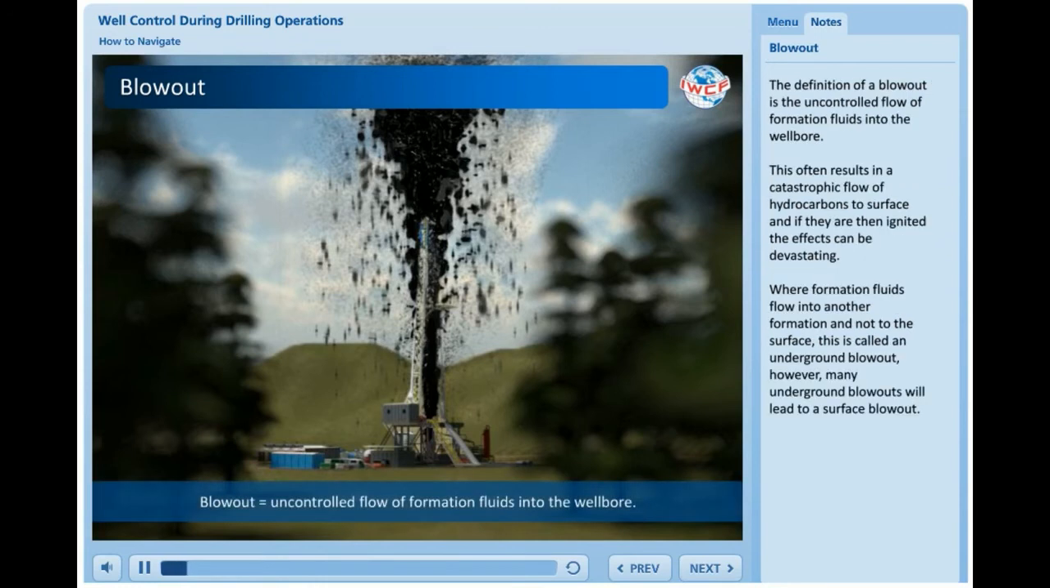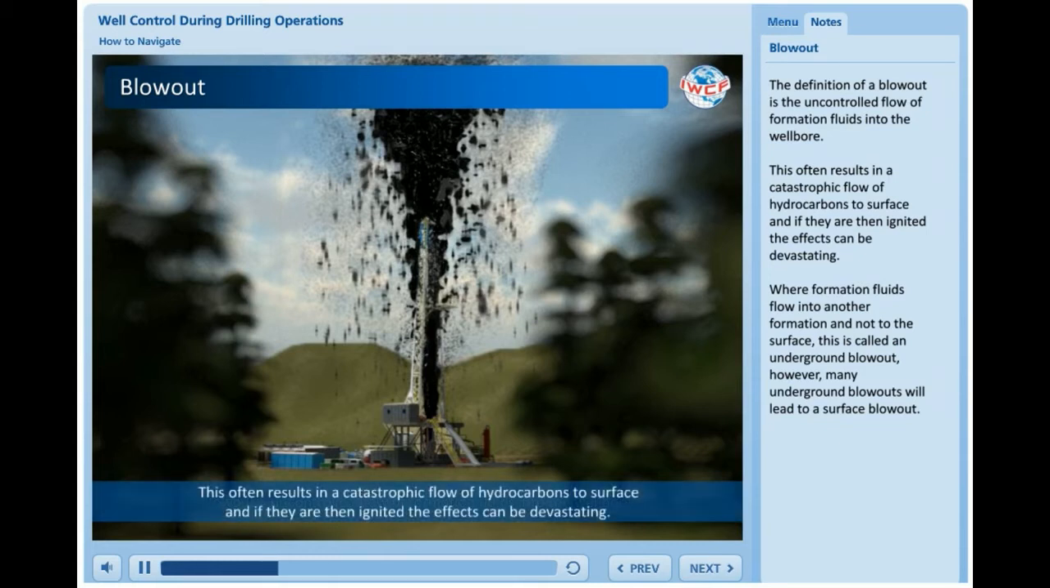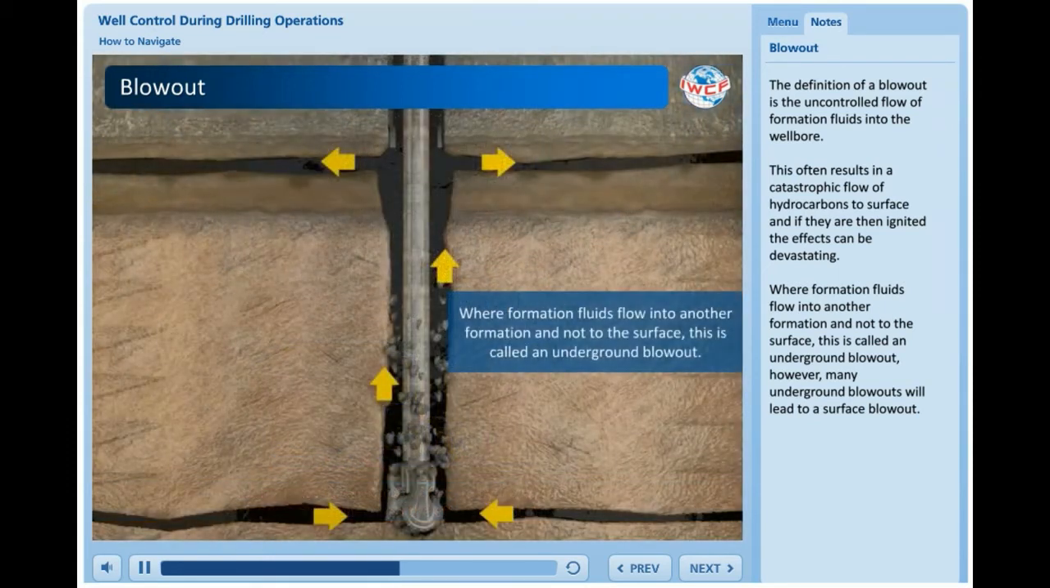The definition of a blowout is the uncontrolled flow of formation fluids into the wellbore. This often results in a catastrophic flow of hydrocarbons to surface, and if they are then ignited, the effects can be devastating. Where formation fluids flow into another formation and not to the surface, this is called an underground blowout. However, many underground blowouts will lead to a surface blowout.